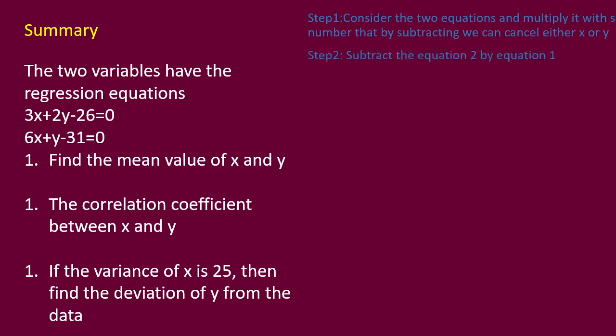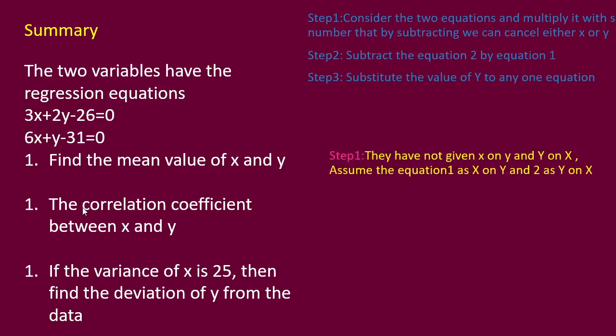And in the second step, we subtracted equation 2 from equation 1 and substituted the value of y into any one equation. So in the second step, we get the value of y. After knowing the y value, we substitute the value into either of the equations, any one equation, so that we get the value of x. So we have found out the mean value of x and y.